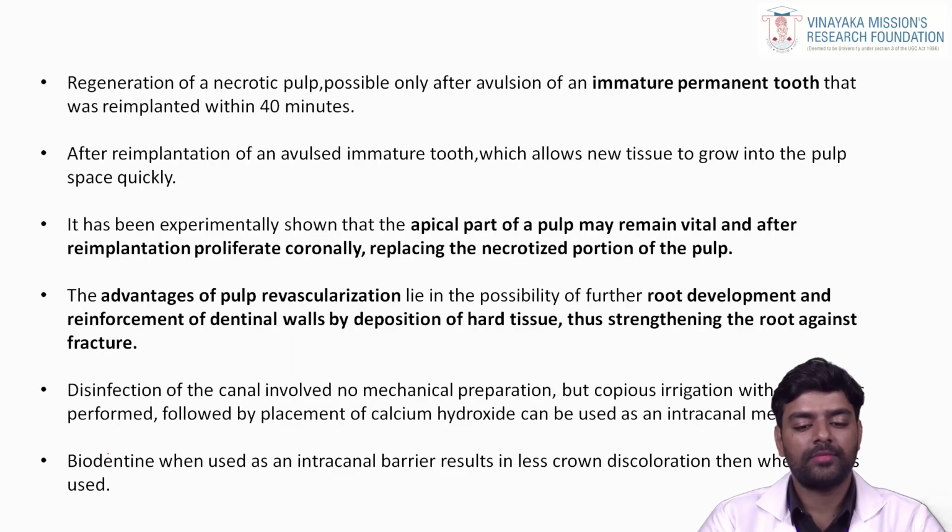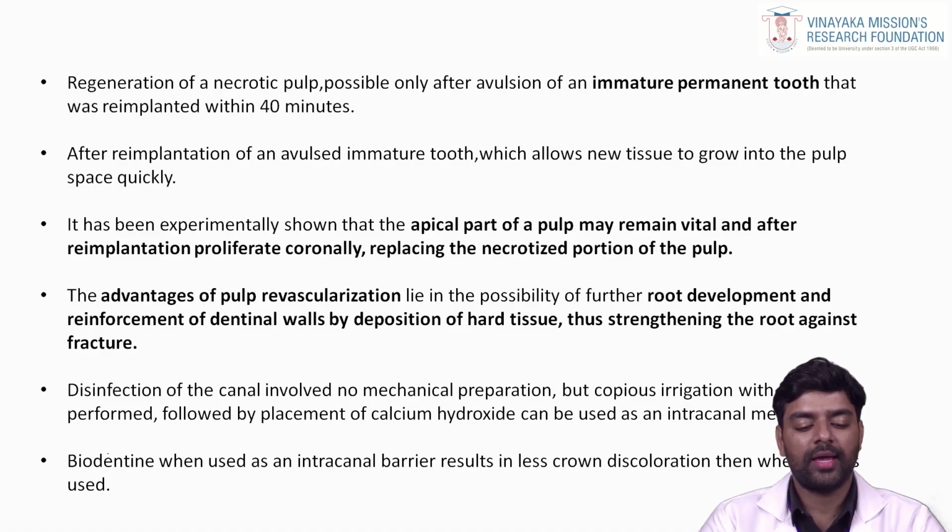Regeneration of necrotic pulp is possible only after avulsion of an immature permanent tooth that was reimplanted within 40 minutes. The reimplantation of avulsed immature teeth allows new tissue to grow into the pulp space quickly. It has been experimentally shown that the apical part of the pulp may remain vital and, after reimplantation, proliferate coronally and replace the necrotized portion of the pulp. The advantages of revascularization are the root development and the reinforcement of the dentinal wall by deposition of hard tissue, strengthening the root against fracture.